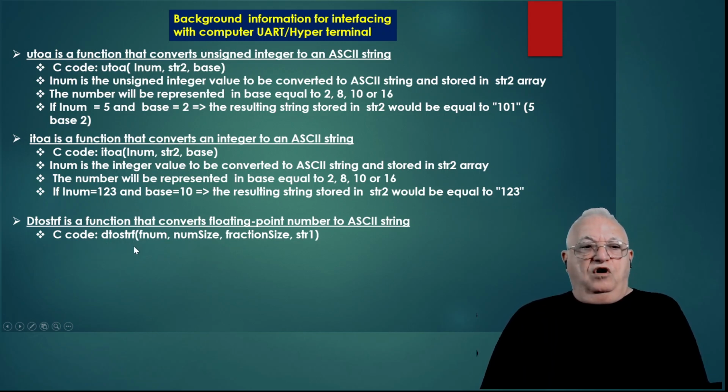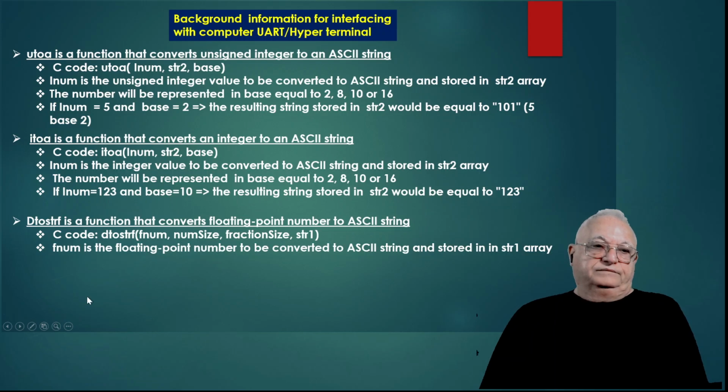DTOSTRF open parentheses. In this case, we have 4 parameters. The first one is the fnum, comma. Next one is num size, comma, fraction size, comma, STR1. So the fnum is the floating point number to be converted to the ASCII string and stored in STR1.